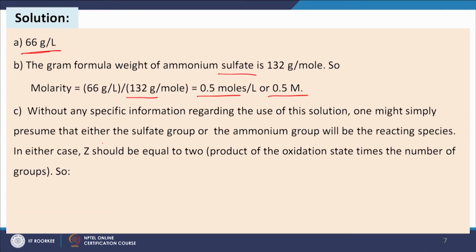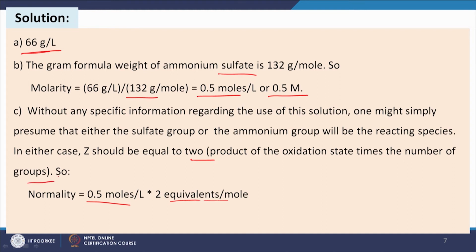So, what we will do in this case: equivalents per liter, that is normality. So, that is the molar strength into 2 equivalents per mole, because your ammonium sulphate has 2 valency. So, without any specific information regarding the use of this solution, one might simply presume that either the sulphate group or the ammonium group will be the reacting species, and in either case Z would be equal to 2, the product of the oxidation state times the number of groups, that we know, and then normality is becoming this one.